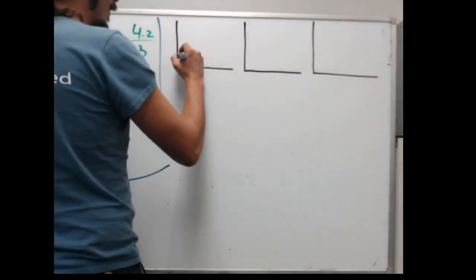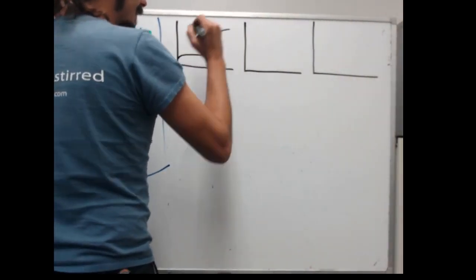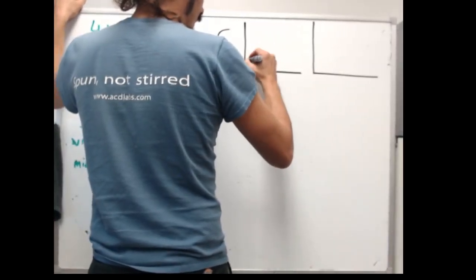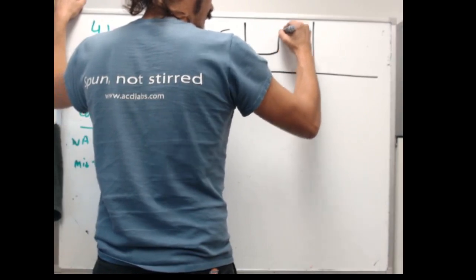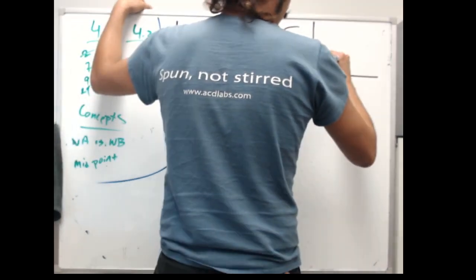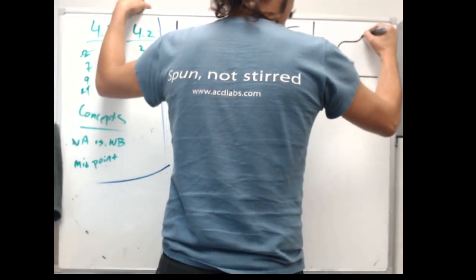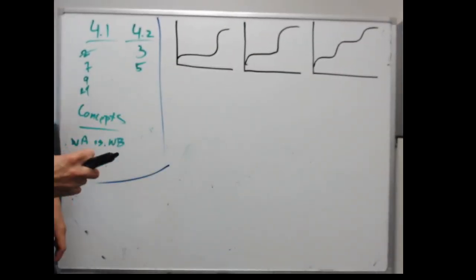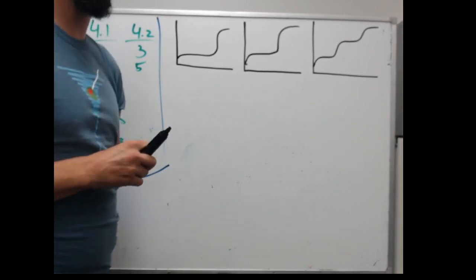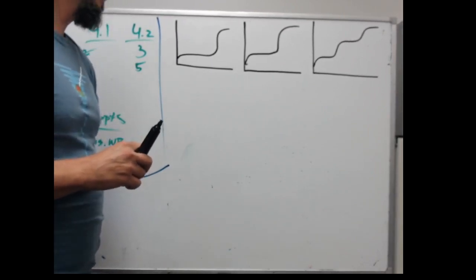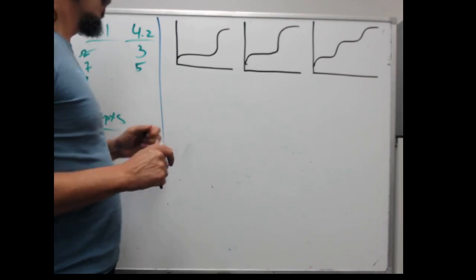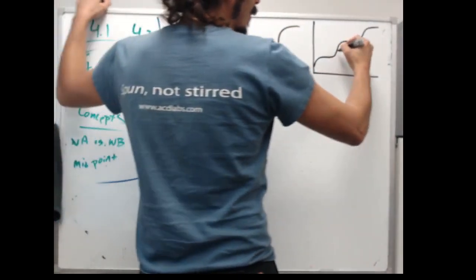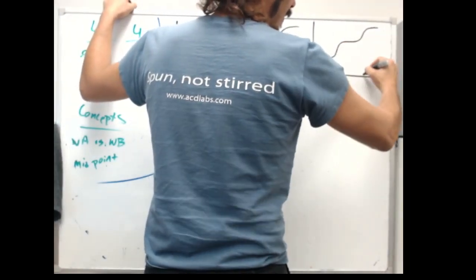Okay, so one of our graphs does something like this. One of our graphs does something like this. And then one of our graphs does something like this. I'm just going to do those 3. I know there's more than that, but these are the only ones I care about. Each of these is a weak acid. We can mark where the equivalence point is. That's the equivalence point, that's the equivalence point. That's the first equivalence point, second equivalence point.